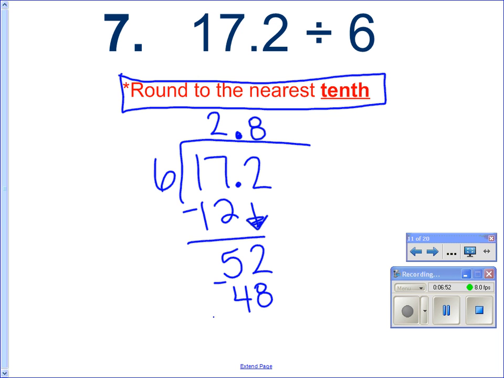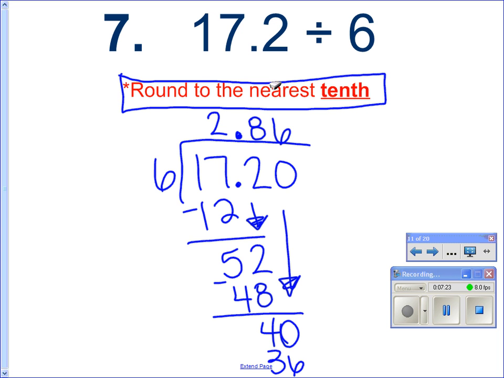Now, it says to round your answer to the nearest tenth. We do have our tenths place. However, when we're rounding, remember, we look to the right. There is nothing here in the hundredths place yet. So we're going to go one more place over in order to round. 52 minus 48 is 4. So we're going to add a 0 and bring it down. 6 goes into 40 6 times. Okay. Now we can stop because the tenths place can now look to the hundredths place.